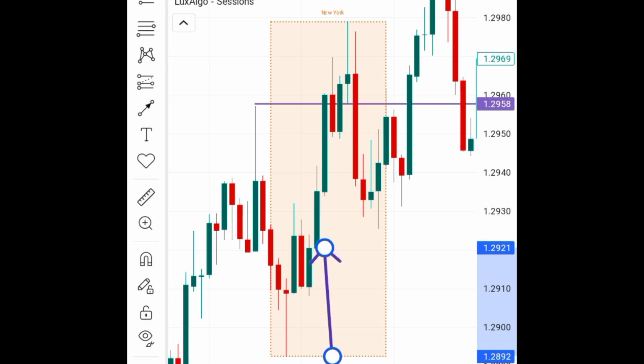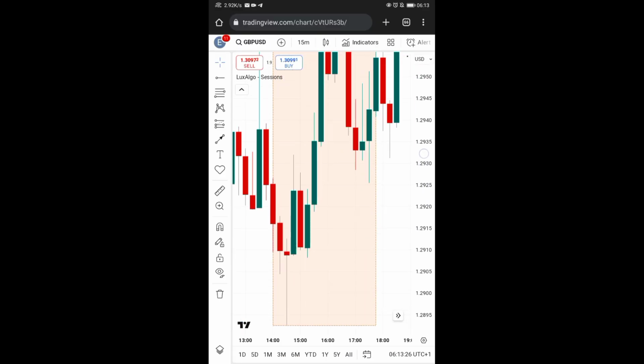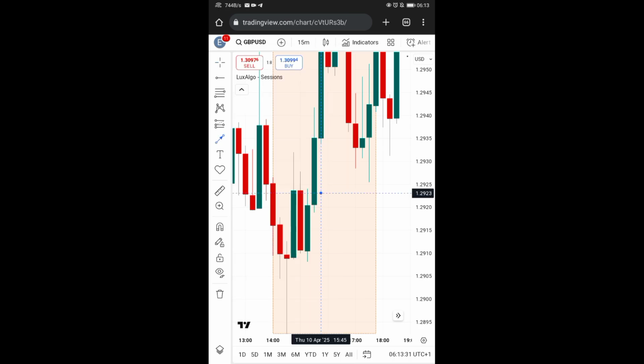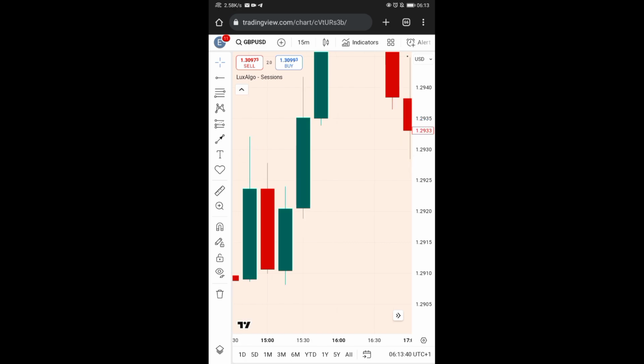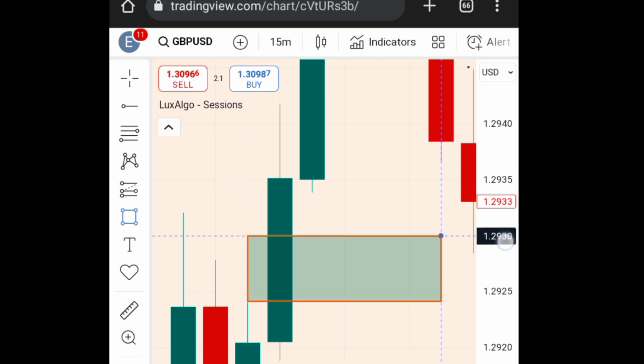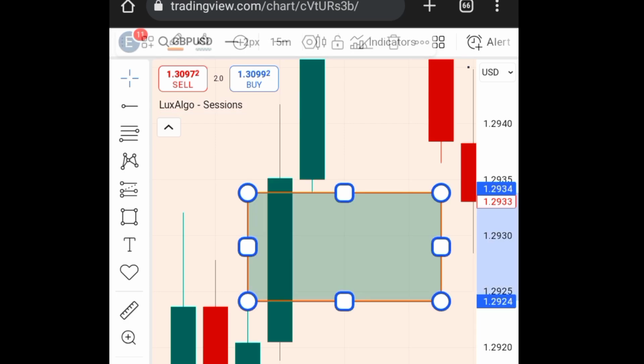Then after this happened, you check if there is imbalance closer to the OB. We've seen imbalance right here, closer to the OB. This is our imbalance right here. So you mark this imbalance out. You scale it out. Here is my imbalance. I mark it out. I scale it. So that is my imbalance. After marking this imbalance, there is something I'm going to do.